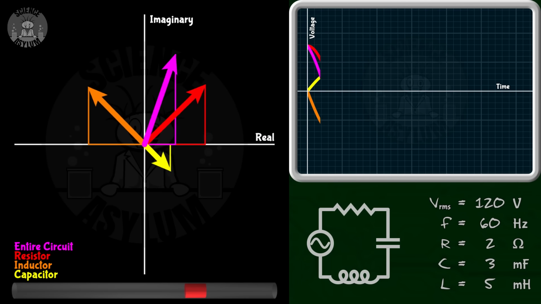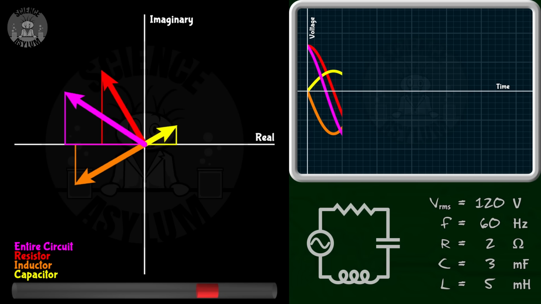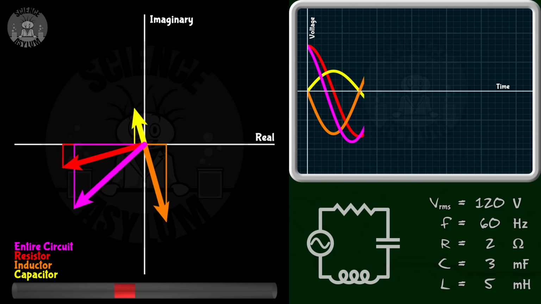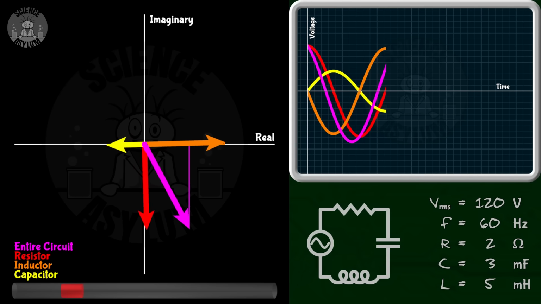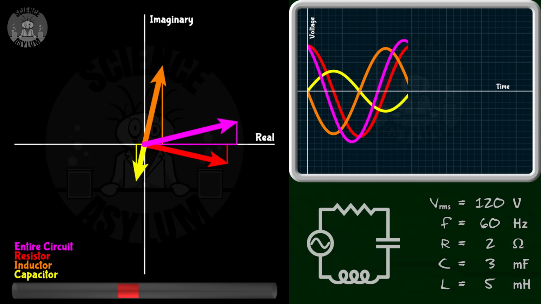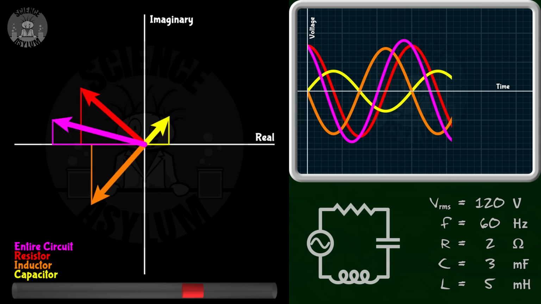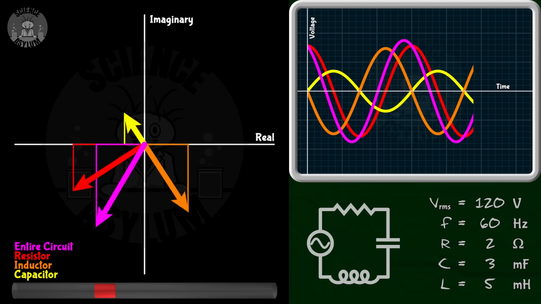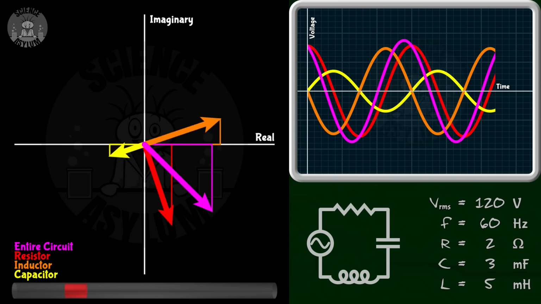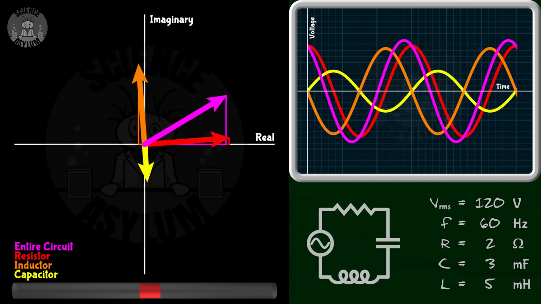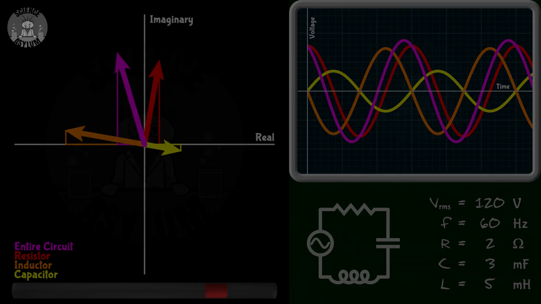When the resistor arrow is horizontal, the current is moving as quickly as possible, and its wave on the screen is at maximum. When the resistor arrow is vertical, the current has momentarily stopped, and its wave on the screen is at 0. A similar thing happens for the inductor and for the capacitor, over and over and over again, at least until the power goes out.